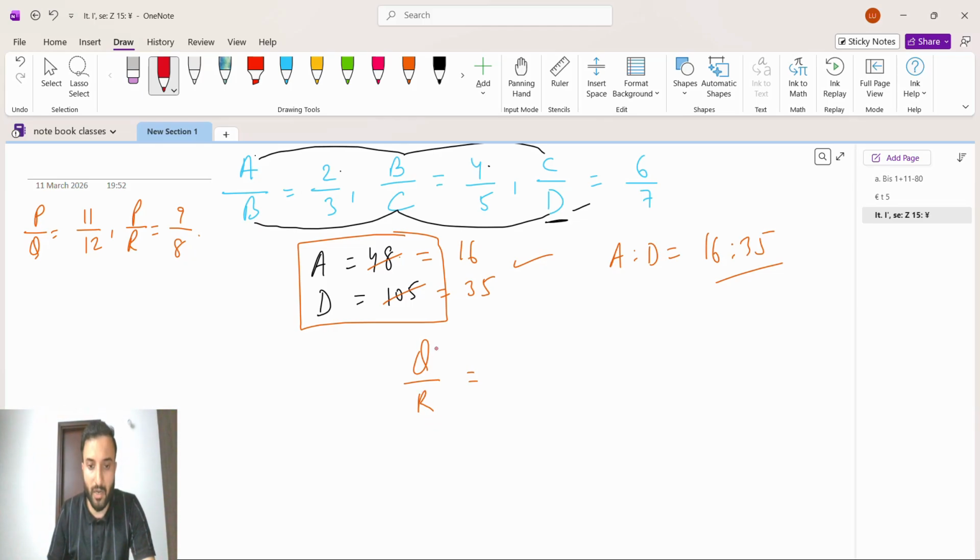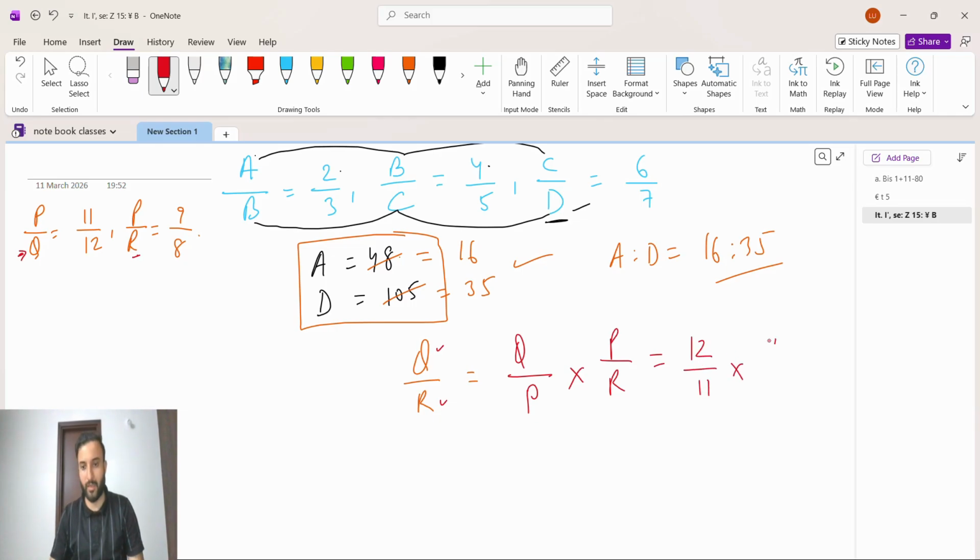So in the numerator I have to keep Q, in the denominator I have to keep R. You can see here we have Q in the denominator, but we want to keep Q in the numerator. So what will we do? Reciprocal. Q by P, and R should be in the denominator, yes, R is in the denominator, so we'll write the same, P by R. So Q by P will become 12 by 11 into P by R, which is 9 by 8.